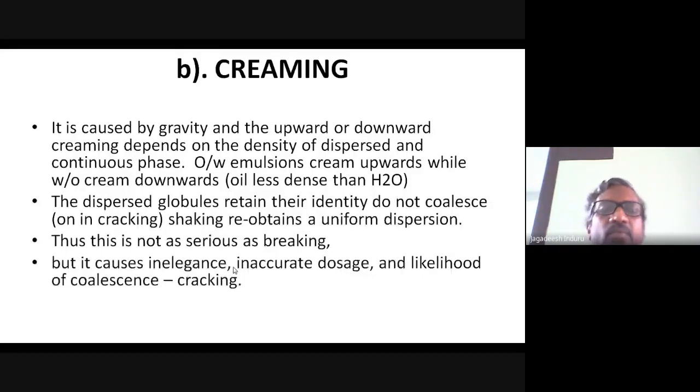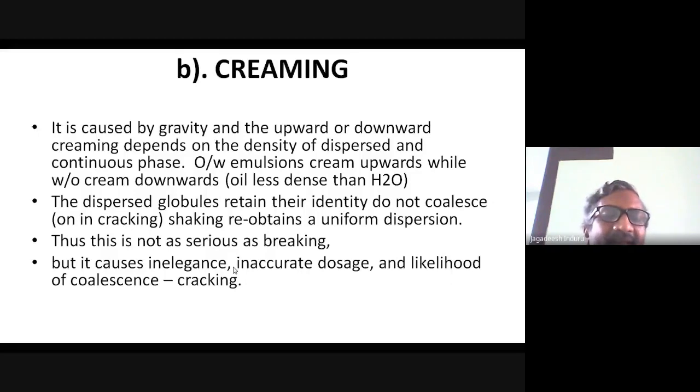The dispersed globules retain their identity and do not coalesce, and on shaking they return to a uniform redispersion. That is the reason creaming is not as dangerous as cracking or breaking, unless it is not redistributed properly. But it causes inelegance because a separate layer is present and it will not look nice, and inaccurate dosage, because the oil contains a drug, so more may be present in your dispensing spoon.